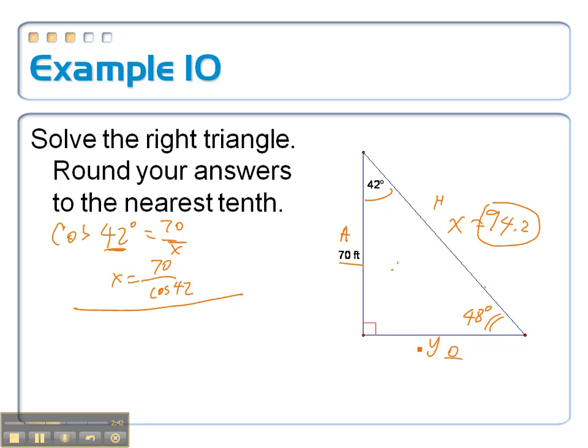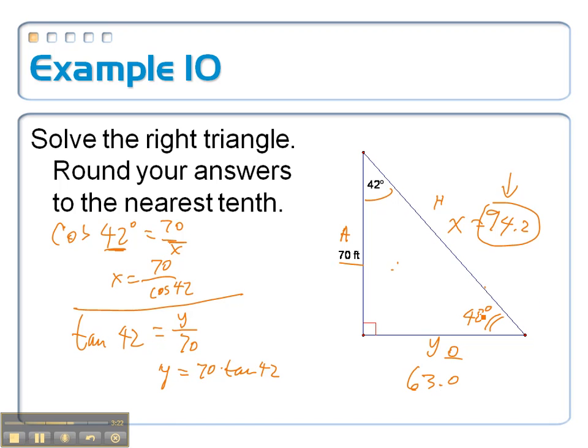So still using the 42, I don't want to use this number right here because it's rounded. We want to use the 70 that we're given in the problem, so we're going to use opposite over adjacent, which is the tangent ratio. So the tangent 42 equals the opposite, this time y over 70. When the number's on the bottom, just multiply it across, so y equals 70 times the tangent 42. It's about 63.0.